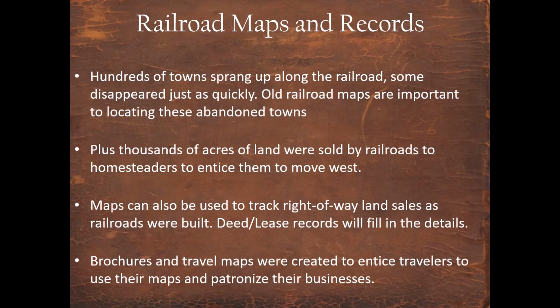Talk about brochures and travel maps in just a second. But the railroads bought up hundreds of thousands of acres of land. And then once they built their route, they were selling off the excess land that they didn't need. And they were making money off of it. So they were selling it anywhere from 10% to 20% more than what they purchased it for.